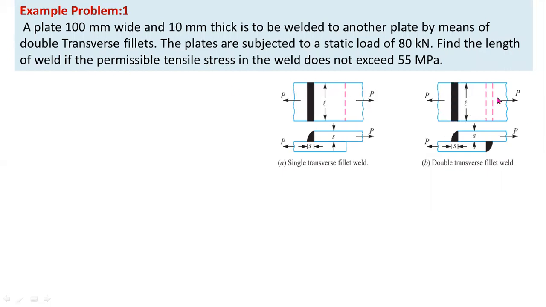So you have to consider this diagram. Here small L is the length of the weld and S is the size of the weld. The size of the weld, S, equals the thickness of the plate. Here P is the tensile load, and from the given question the static tensile load is 80 kilonewtons, so P equals 80 kilonewtons. S is the thickness of the plate, so S equals 10 mm. The permissible tensile stress is 55 megapascal, that is sigma T.